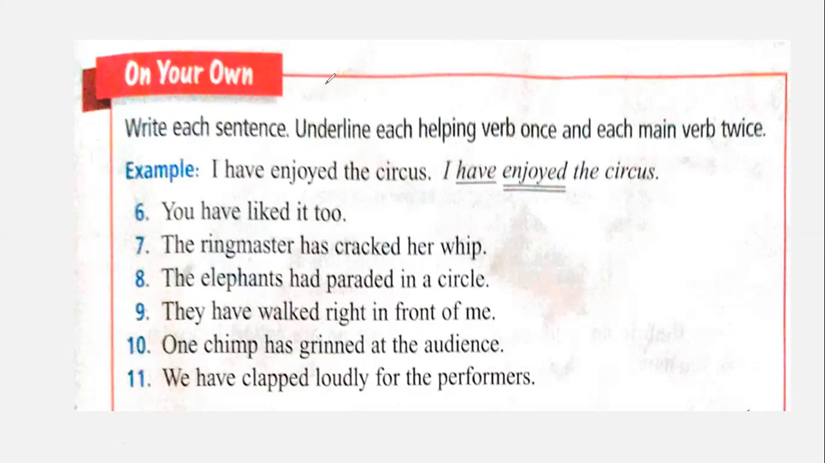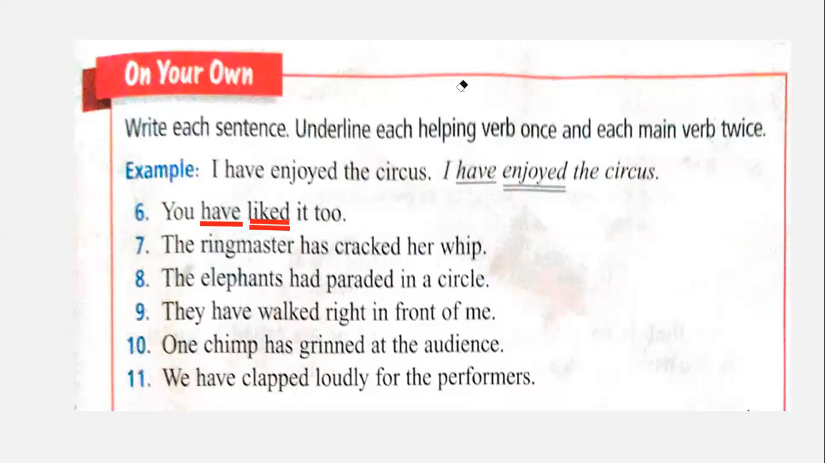Now, number 6, you have liked it too. Now, we identify the subject, you, right? And then we underline each helping verb once, and then we do the main verb twice. How is this looking? Good. And actually, we didn't have to.